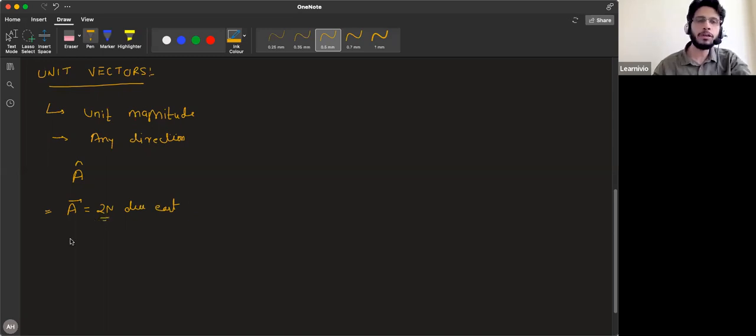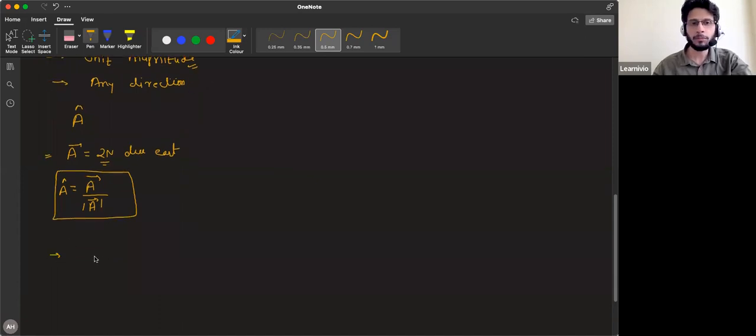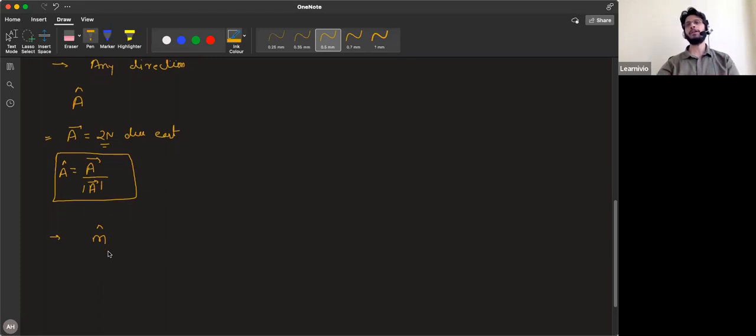So to convert a vector into a unit vector, what we will do, we'll take a vector and we'll divide it by its magnitude. So if you take a vector and you divide that vector by its magnitude, the vector that you get is a unit vector. In unit vector, magnitude is fixed. Like if I give you an example, like I'm saying m cap is a unit vector. Adriel, what is the magnitude of this unit vector? 1. So don't need to specify magnitude. But what about the direction? It can have any direction.